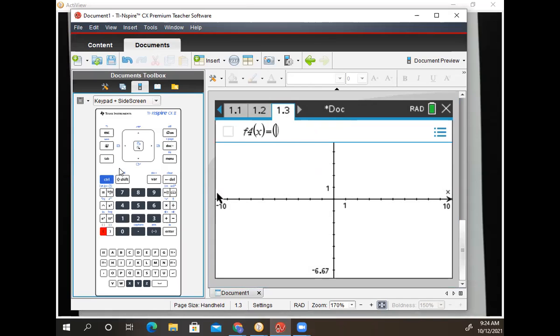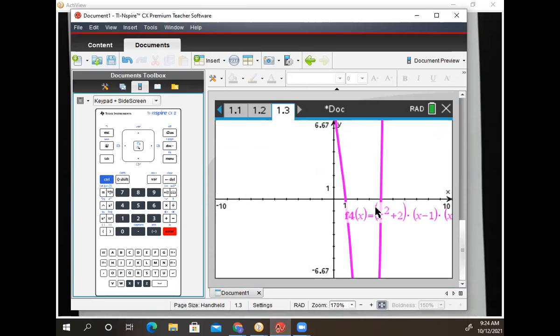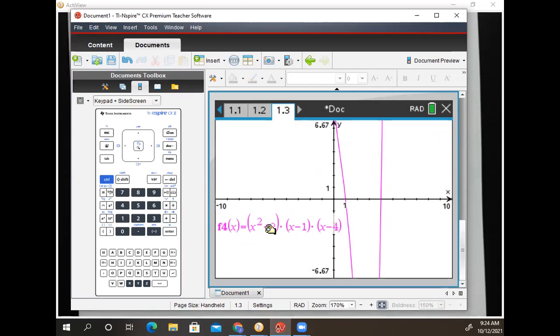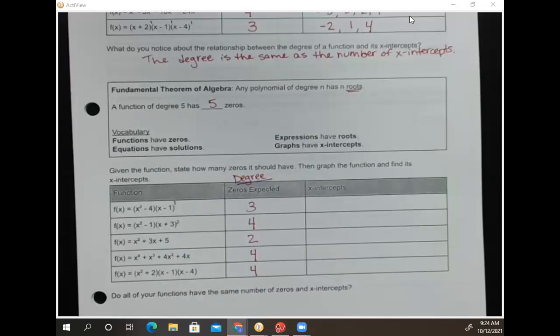And then my final function on page 1, x squared plus 2 times x minus 1 times x minus 4. I can see an x-intercept at 1 and an x-intercept at 4. So 1 and 4 are my x-intercepts there. Put my calculator away. Fill in my x-intercepts, which you guys already have written down.